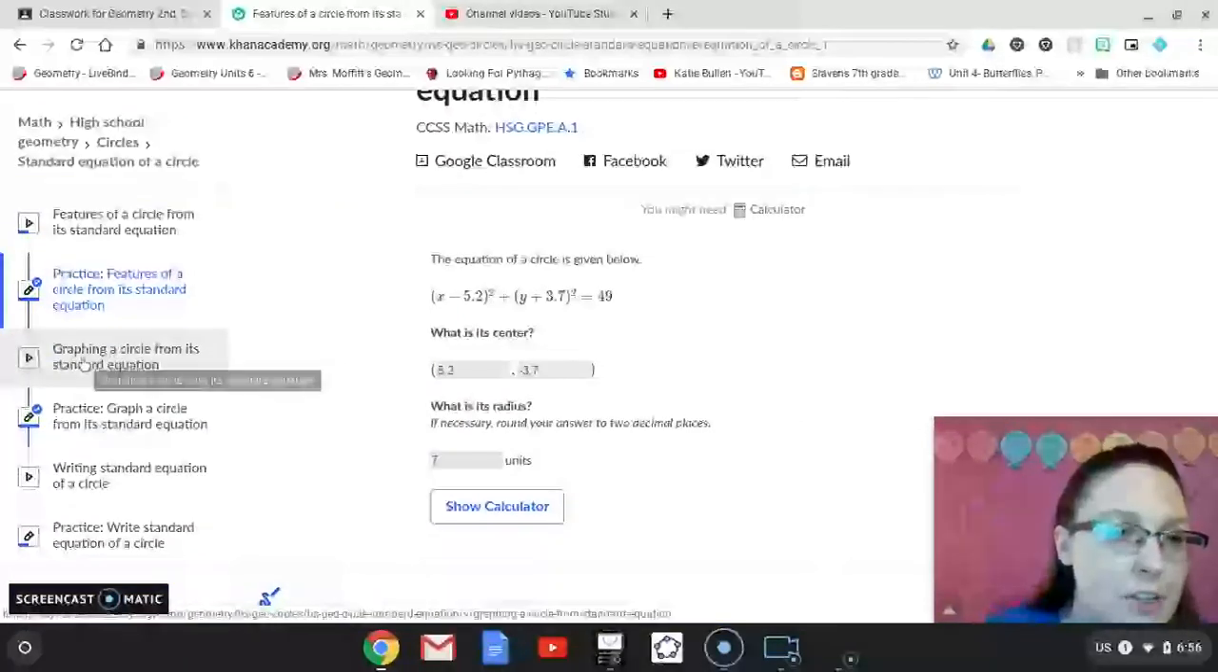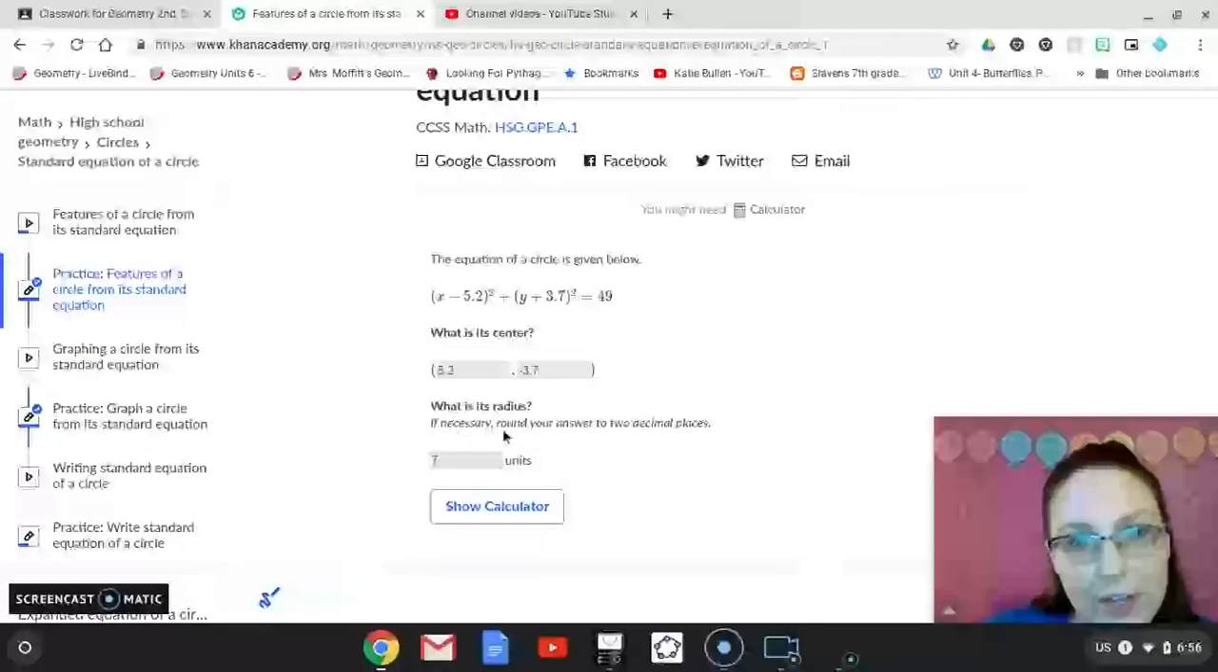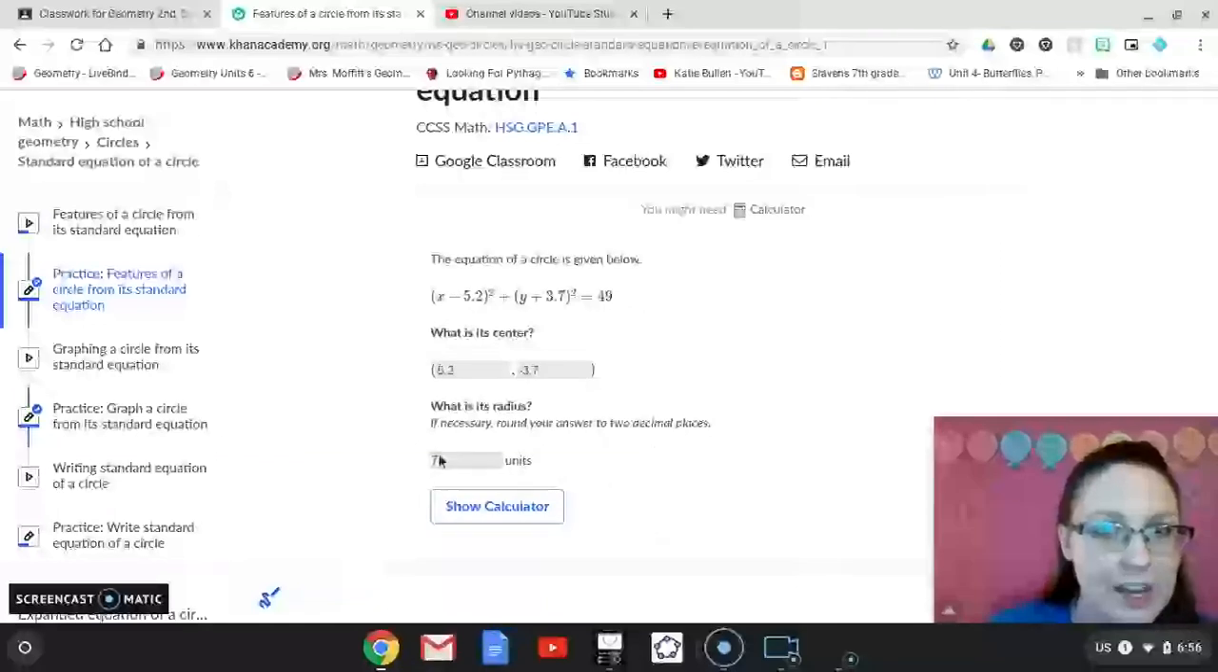The next video is on graphing a circle from its standard equation. So if we can tell what the center is and we can tell what the radius is based on the equation, well, we can plot that on a graph, right? We did that in the very first Khan Academy exercises.